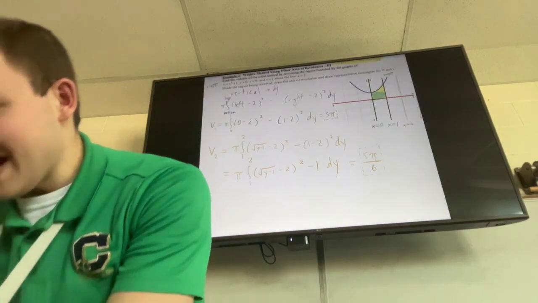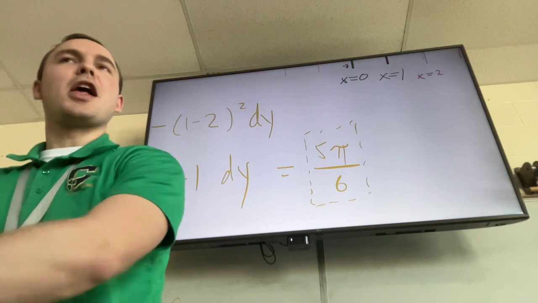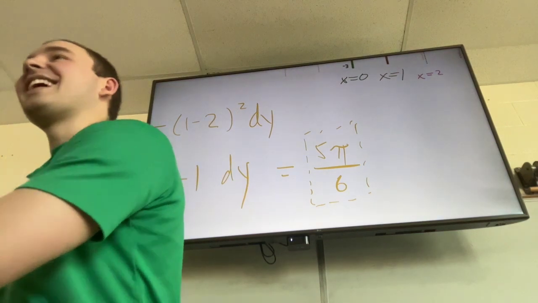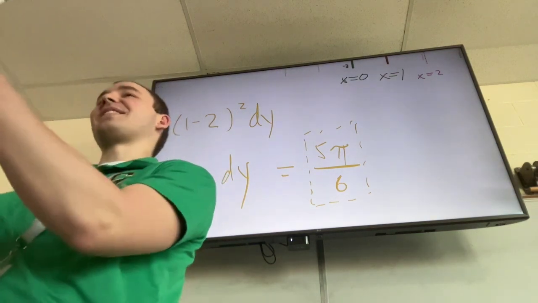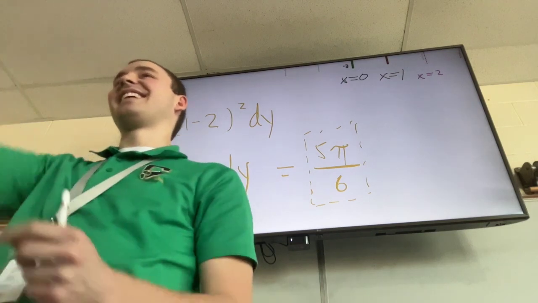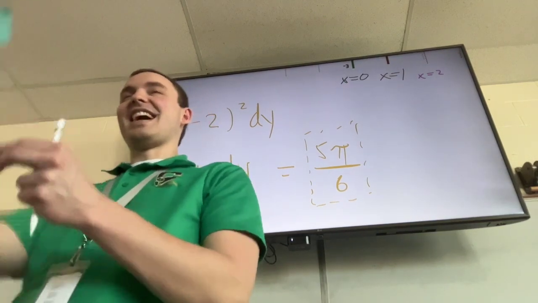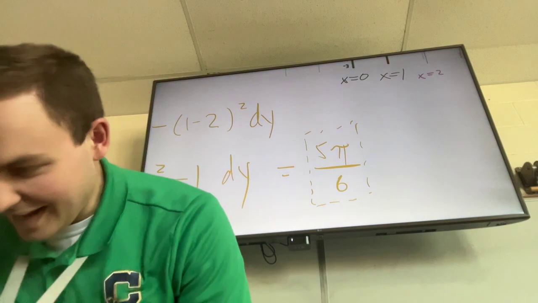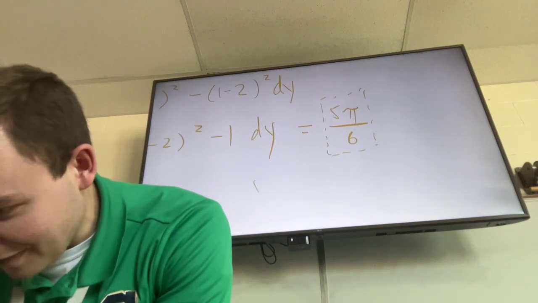All right, so that's my answer, right? Circle it. What about my back pocket? I really should have planned better. I should have put something else in there, like a bag of chips or something. I got a bag of chips. 3 pi. So the answer is 5 pi over 6 plus 3 pi.